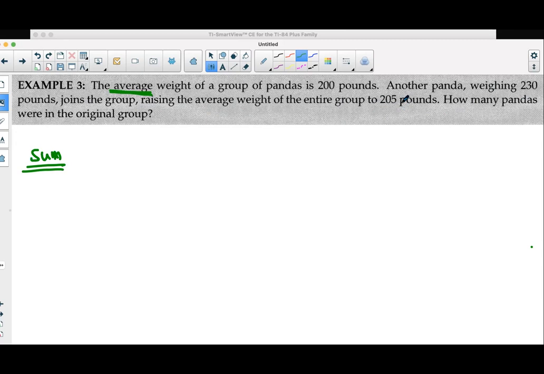Then how many pandas were in the original group? So this is a little bit difficult, it seems. Let's think about it. But what did I say? As soon as you see the average, I need you to think about the sum. So the average weight of the group of pandas is 200. That means what's the sum? I'm going to call the group size x because I don't know how many we have. So the sum will be equal to 200 times x. Would you agree? Because after all, the sum is found by average multiplied by the number of data.